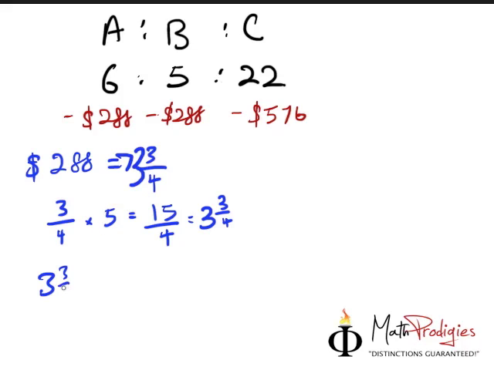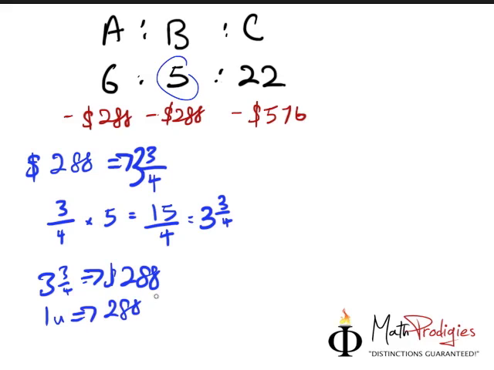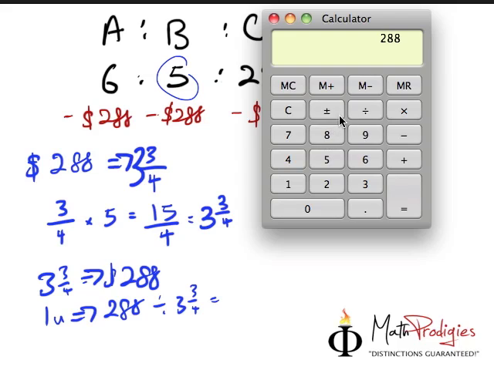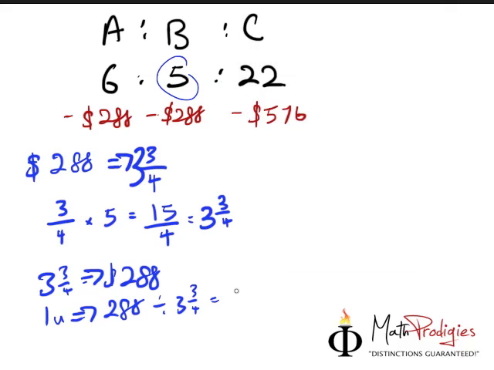If 3 and 3/4 equals 288, can we find out what is 1 unit? Of course we can. So 1 unit is equal to 288 divided by 3 and 3/4. 3 and 3/4 actually is 3.75. So you get $76.80 per unit.